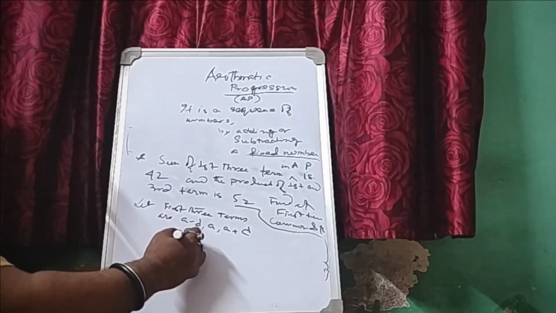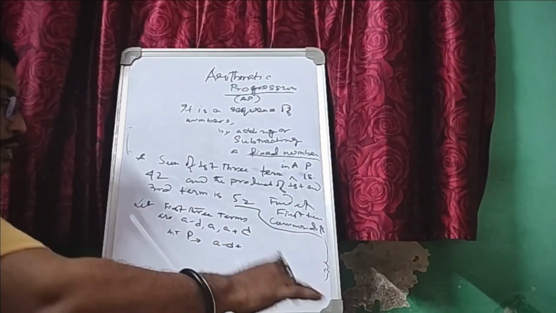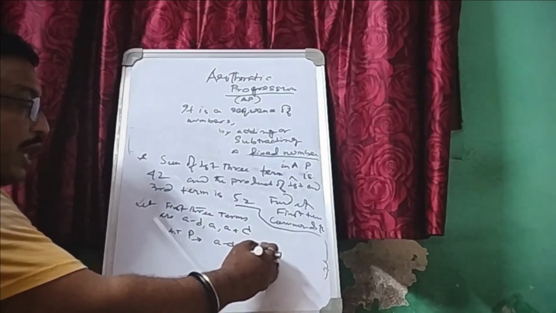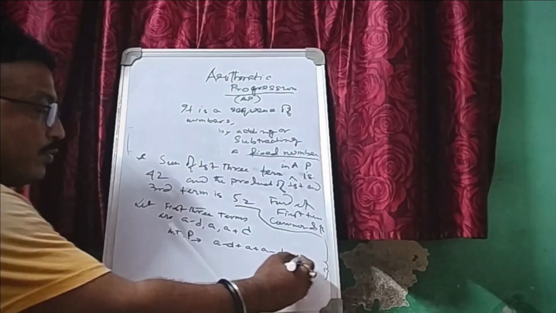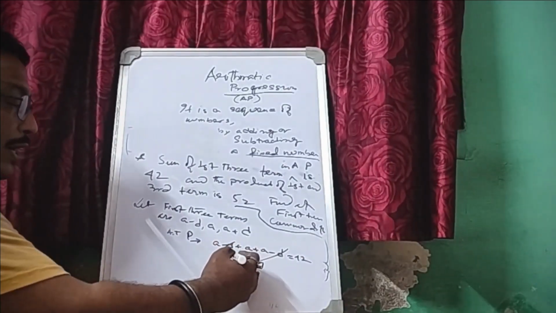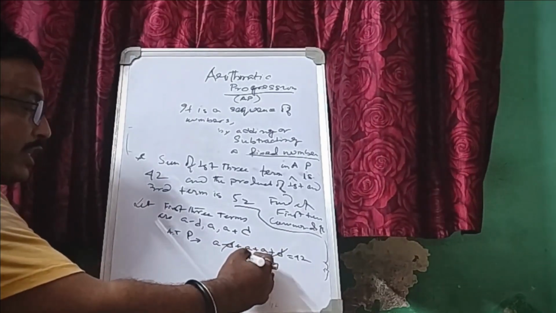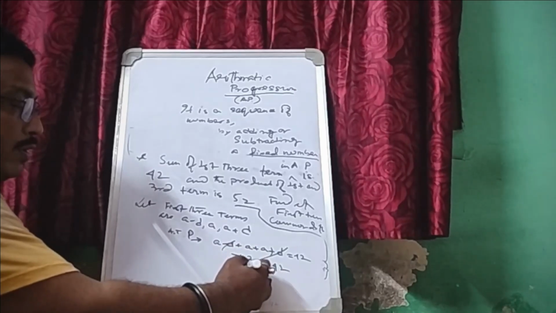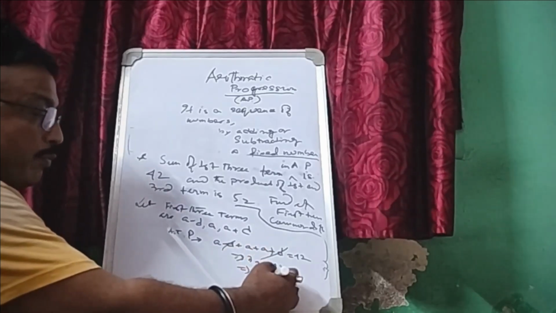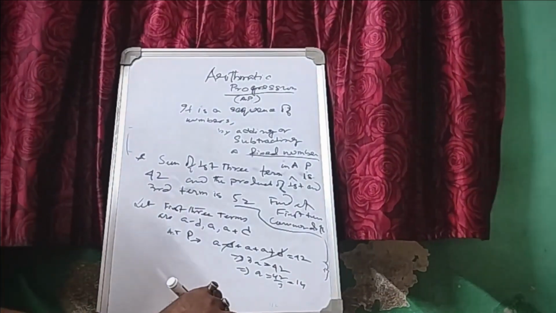According to the problem, the sum of the first three terms is 42. Plus d, minus d will be eliminated. So 3a is equal to 42. a is equal to 42 by 3, that means 14. Here is your first term.